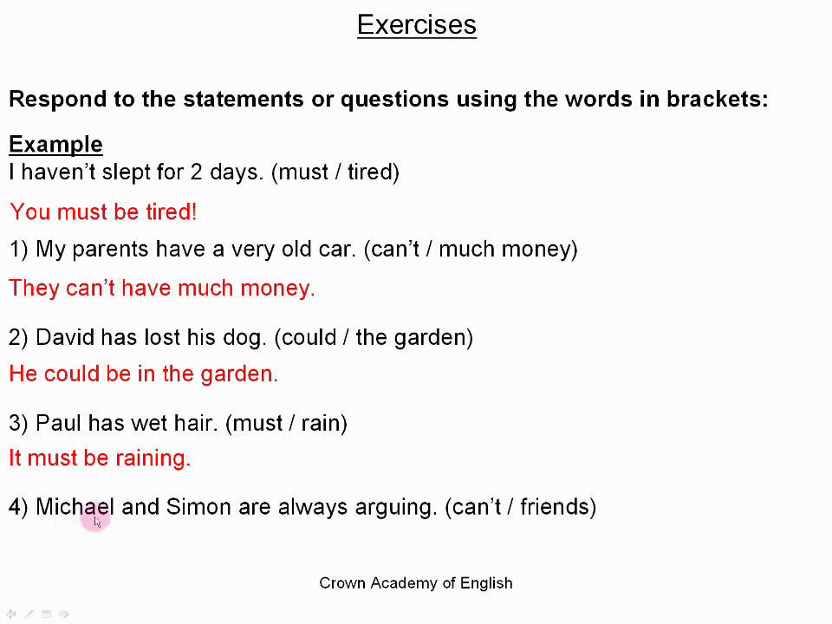Question 4. Michael and Simon are always arguing. And the answer to this question is, they can't be friends. Okay, so again, we have proof. We can be certain because we can see that Michael and Simon are always arguing. So we can be certain that they are not friends. And this is the negative. So we say, they can't be friends.